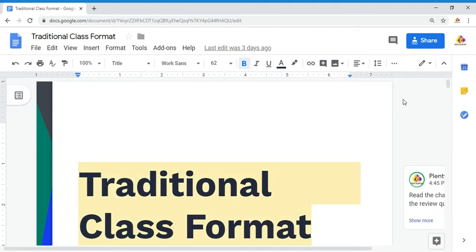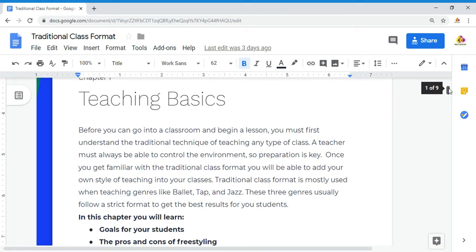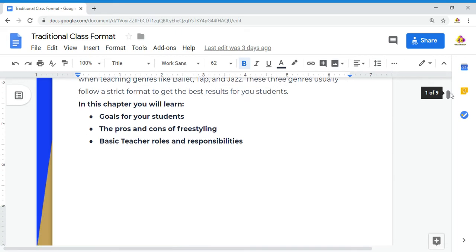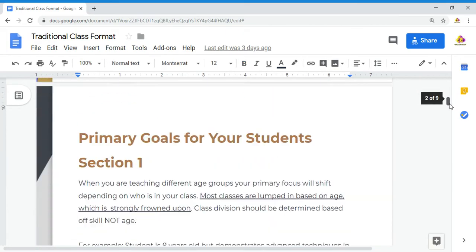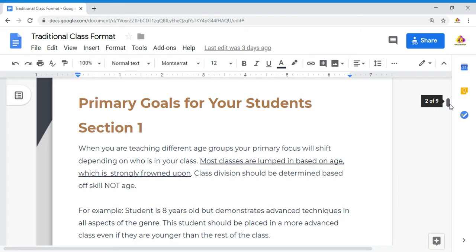All right. So hopefully you've all gotten to read the chapter. Let's just talk about this. In this chapter, you will learn about the goals for your students, the pros and cons of freestyling, and basic teacher roles and responsibilities. All right. So the first section we have here, primary goals for your students, section 1.